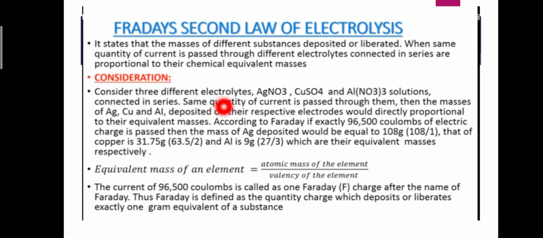Consider three different electrolytes: silver nitrate, copper sulfate, and aluminum nitrate solutions. They are connected in series. The same quantity of current is passed through them, then the masses of silver, copper, and aluminum deposited on their respective electrodes would be directly proportional to their equivalent masses. According to Faraday, if exactly 96500 coulombs of electric charge is passed, then the mass of silver deposited would be equal to 108 gram.